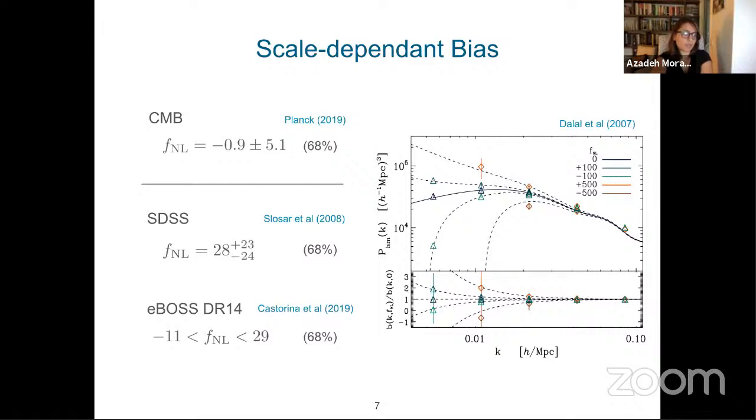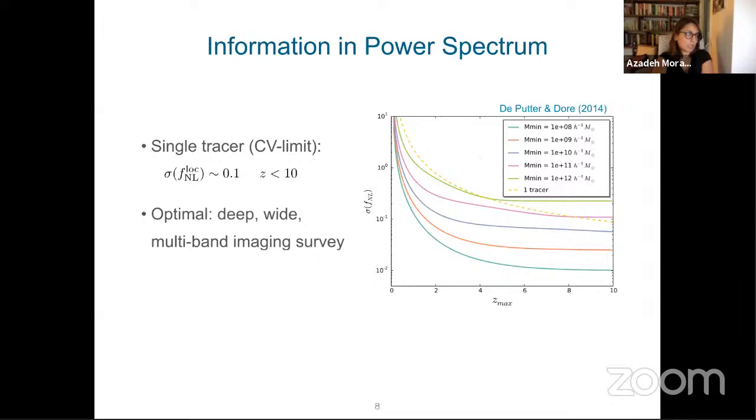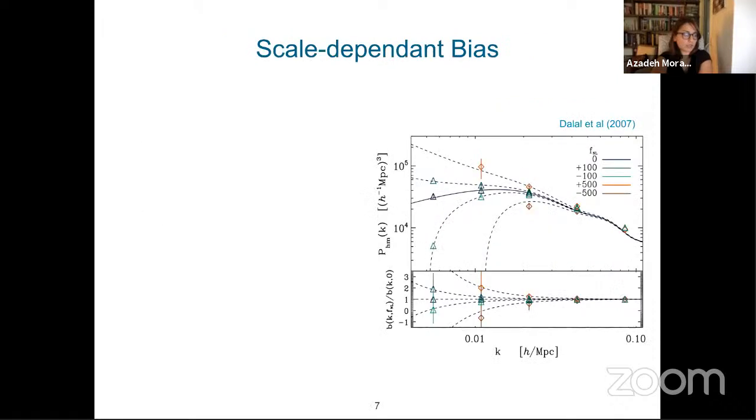As you remember, the constraints from Planck are 1 sigma errors on FNL of about 5. And the current constraints from power spectrum measurements from the SDSS and eBOSS surveys are rather weak compared to the current CMB data. It is expected that these constraints are going to improve in the near future. So with that, let me take a minute to say this is very interesting, because the primordial non-Gaussianity also leaves an imprint on the 2-point function, which in principle is easier to measure than the 3-point function.